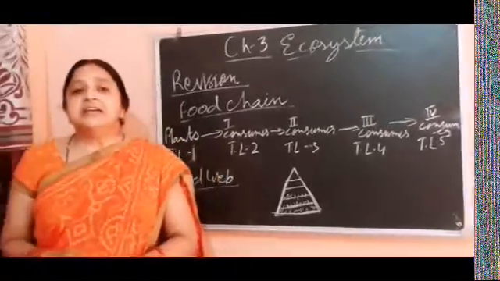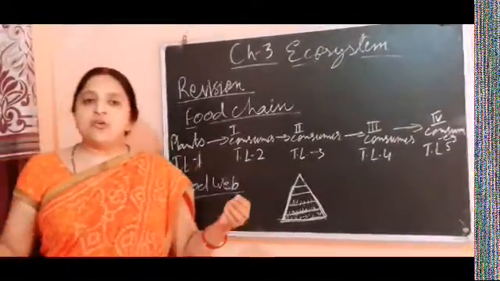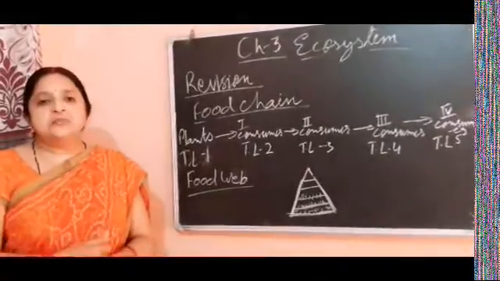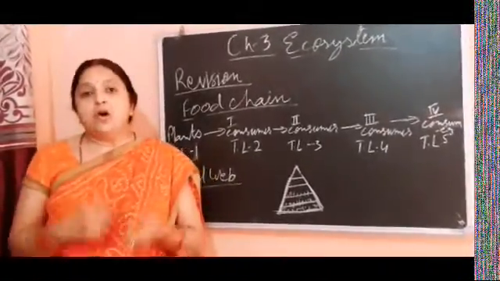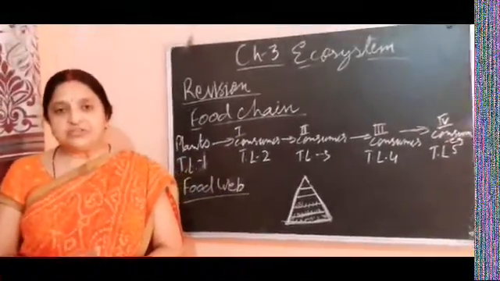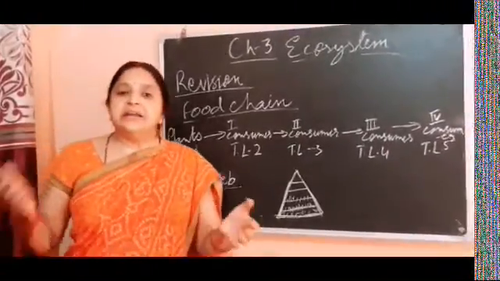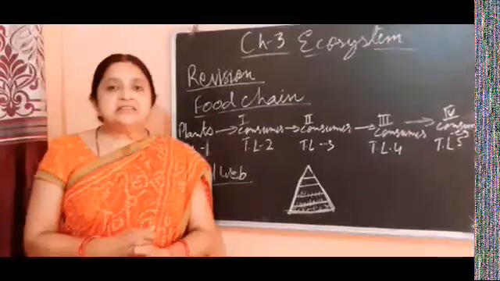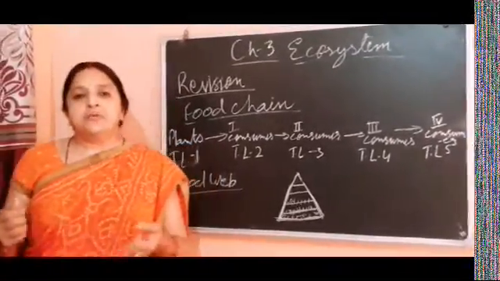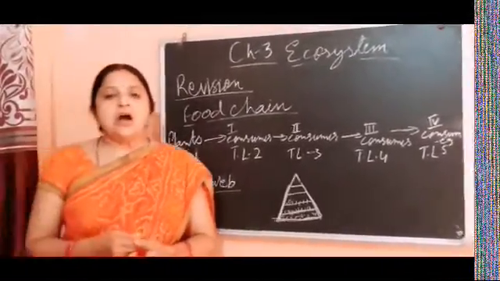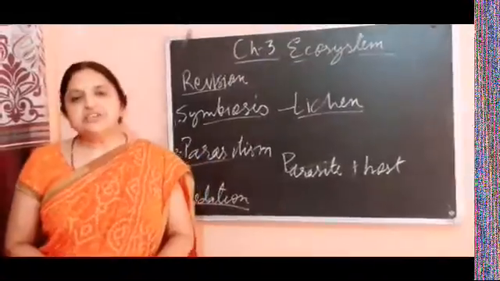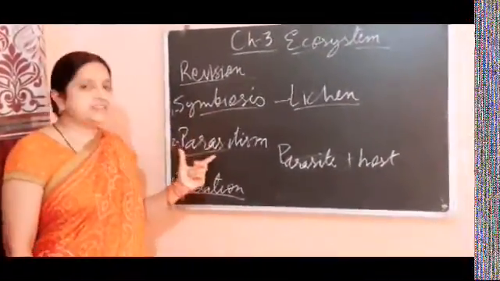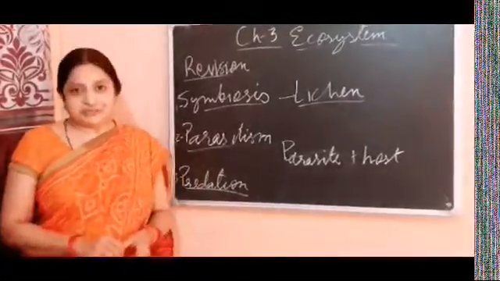Now there are interrelationships also found between the organisms. No organism can live alone in this ecosystem. All organisms are dependent on each other for their survival, and this interrelationship may be beneficial or harmful. This relationship is of three types. First is symbiosis, second is parasitism and third is predation.